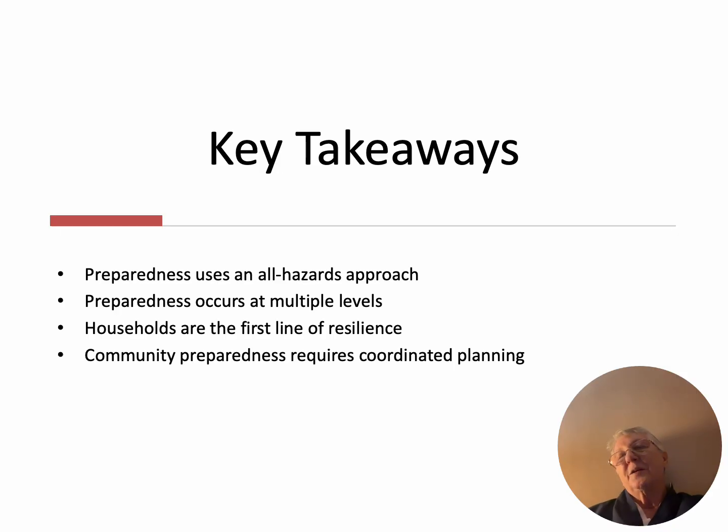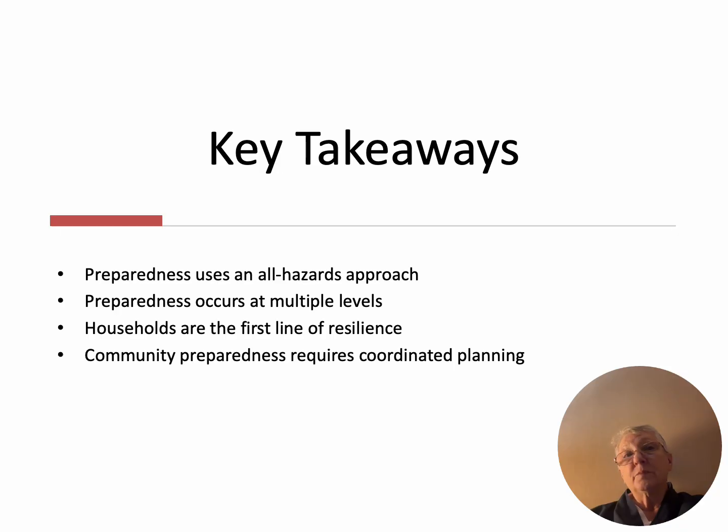So, what are some key takeaways for this module? Well, number 1, preparedness uses an all hazards framework. Emergency management increasingly relies on all hazards approaches, which focus on building response systems that work across many disaster types rather than creating separate plans for each hazard. Core capabilities such as communication systems, incident command structures, evacuation planning, and medical surge capacity are applicable to hurricanes, wildfires, pandemics, and technological disasters.